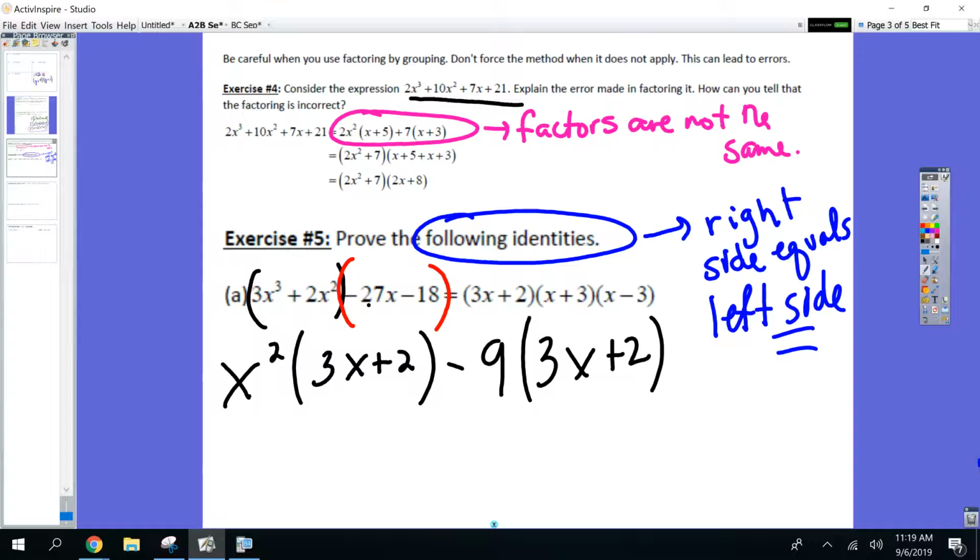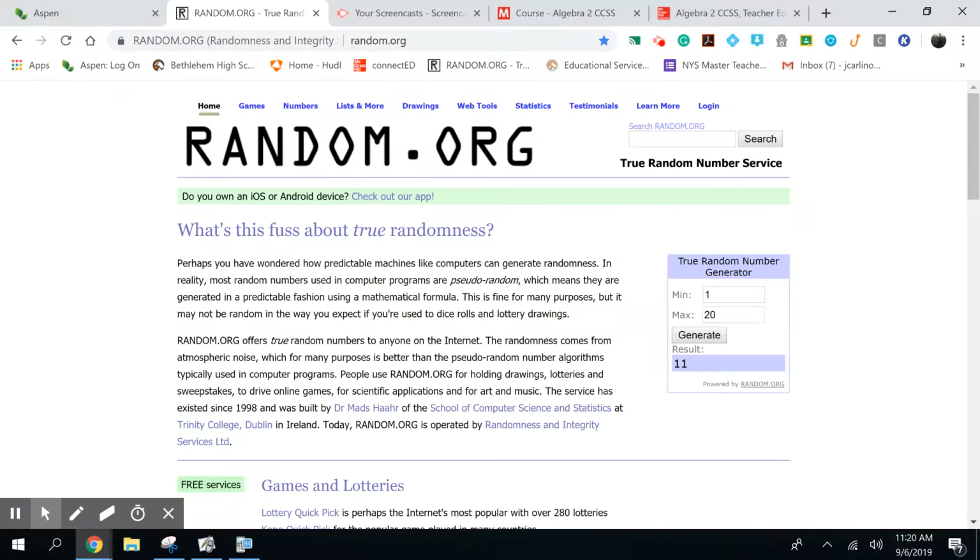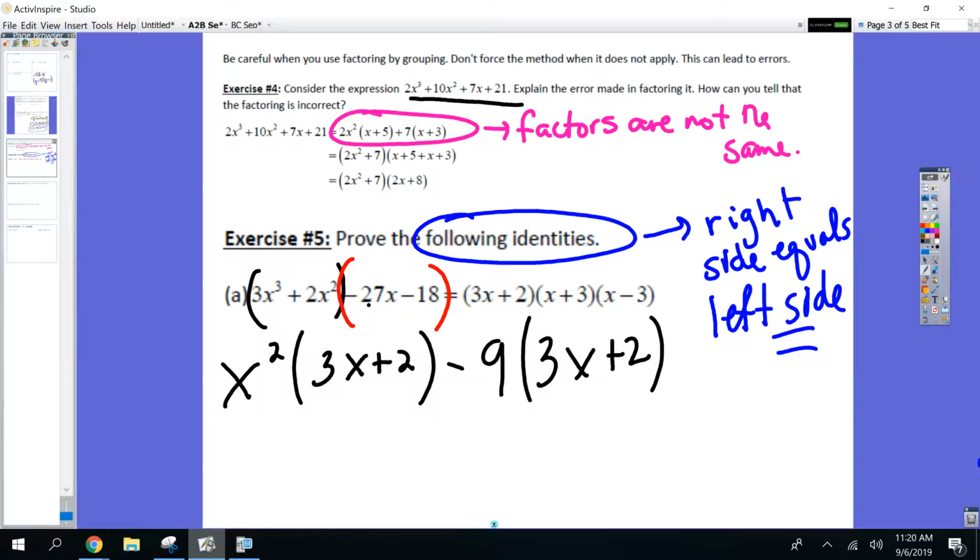All right, finish grouping for me now. Finish grouping. Michelle, finish grouping for me. What do you got? 2x? Yep, minus 9 and 1. And then what about in the other one?